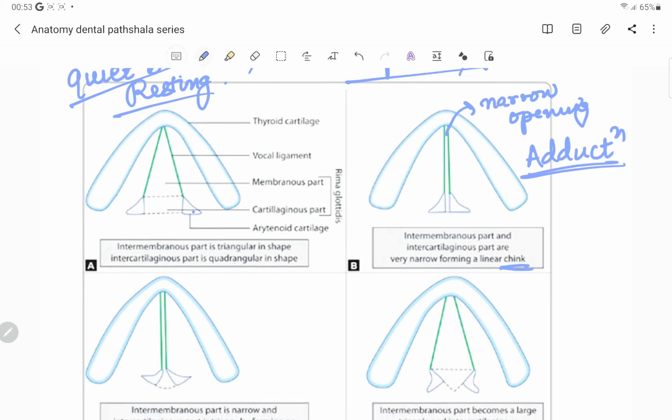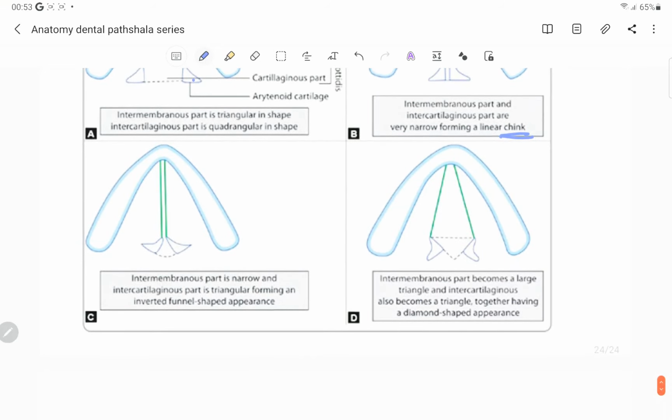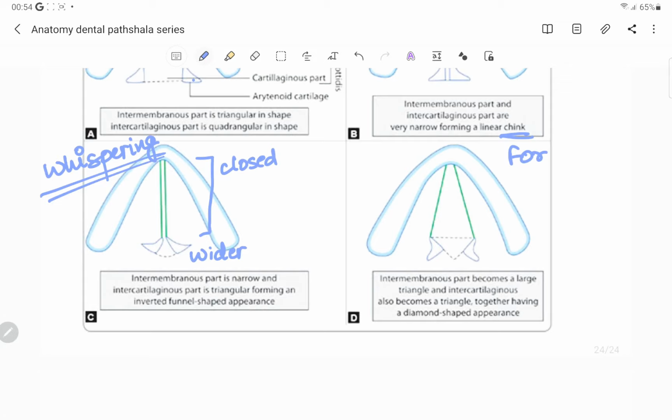And during whispering, we see the intermembranous part of the rima is closed. So this part is closed and the intercartilaginous part becomes wider. So the intermembranous part becomes closed, but the intercartilaginous part becomes wide open, which is due to the lateral cricoarytenoid. We know that lateral cricoarytenoid is going to pull the arytenoids apart. Guys, this was during whispering. So it becomes an inverted funnel shape, inverted funnel appearance.